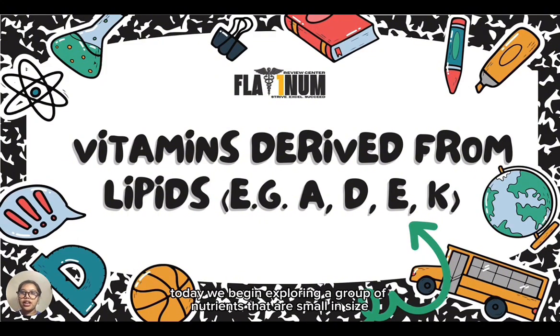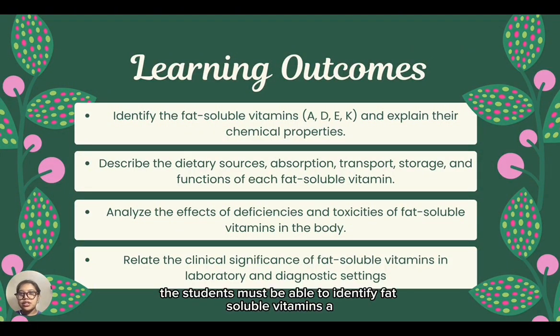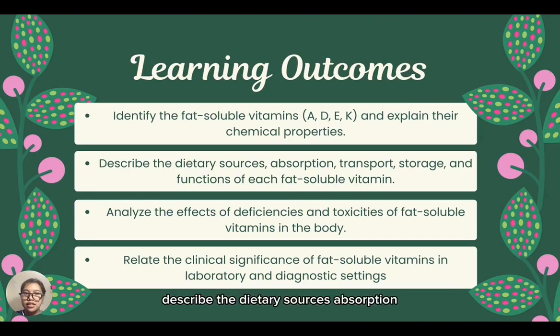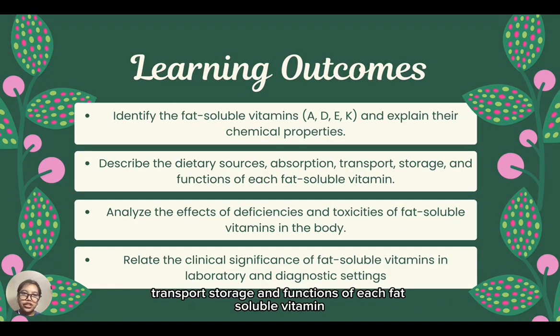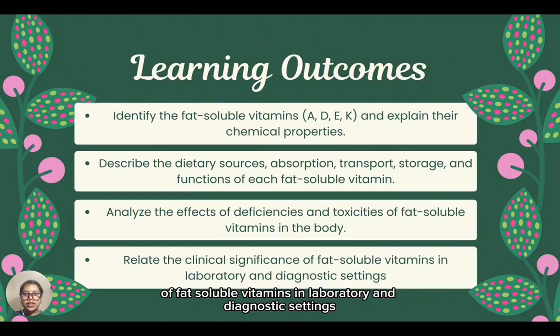Today, we begin exploring a group of nutrients that are small in size but powerful in function, the fat soluble vitamins A, D, E, and K. For our learning objectives, by the end of the lesson, the students must be able to identify fat soluble vitamins A, D, and K and explain their chemical properties, describe the dietary sources, absorption, transport, storage, and functions of each fat soluble vitamin, analyze the effects, deficiencies, and toxicities of fat soluble vitamins in the body, and relate the clinical significance of fat soluble vitamins in laboratory and diagnostic settings.